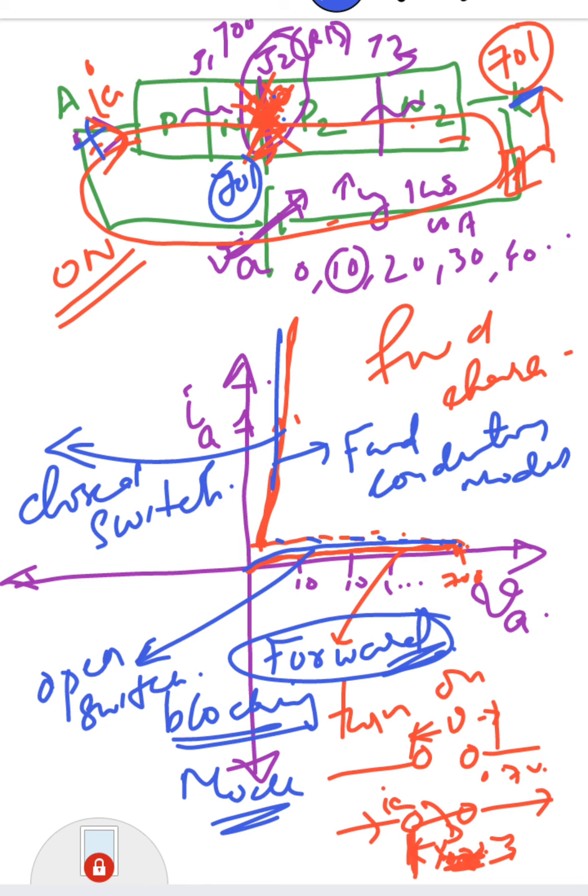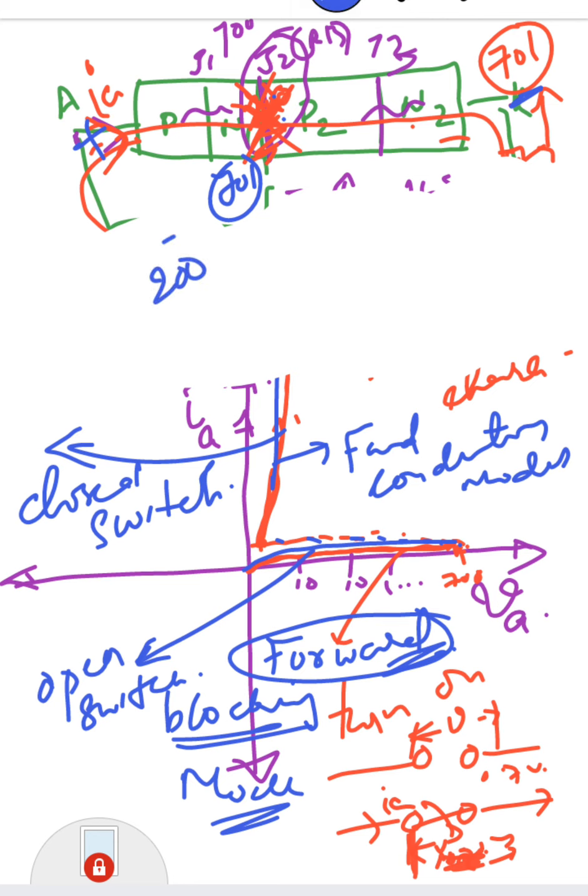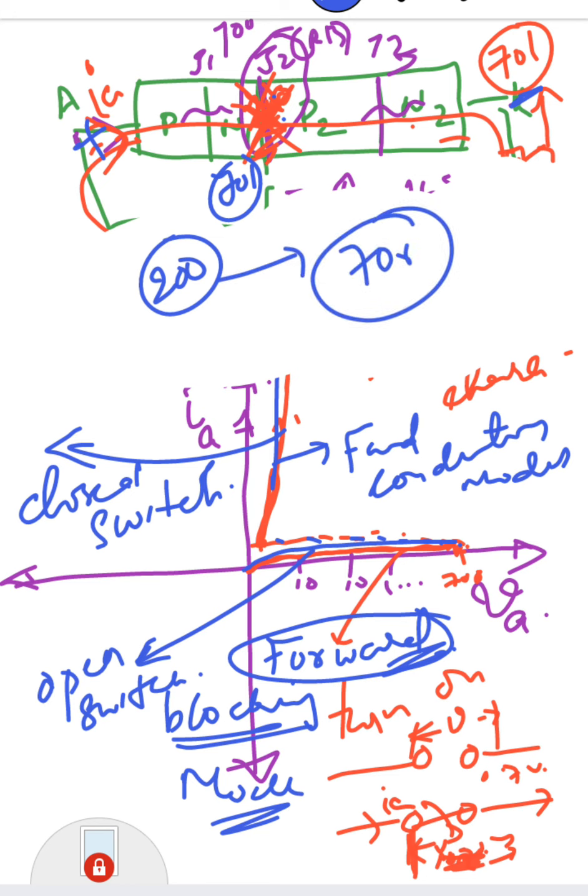So assume that you are going to use this SCR in your home for a fan regulator. The supply voltage is only 200 volt, right? So to turn on the SCR, you need 700 volt. So for a fan, you have to insert a step-up transformer, right? So a large voltage is required to turn on this SCR. So this is not a very practical method to turn on.